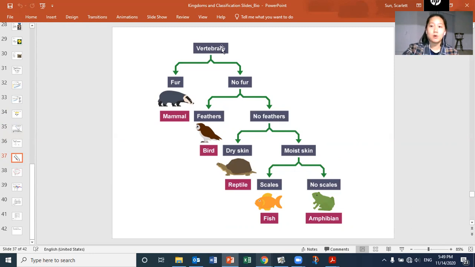So does this animal with a spinal cord, no fur, no feathers, and moist skin, does it have scales or does it have no scales? And if it has scales, then it's probably a fish. And if it has no scales, it's probably an amphibian.